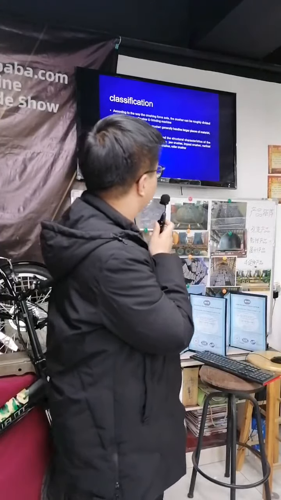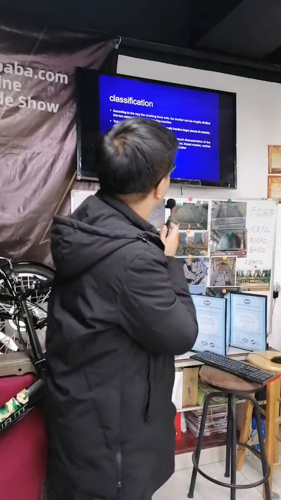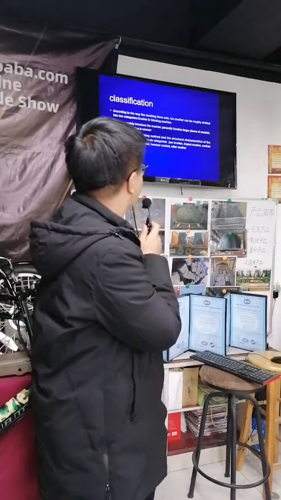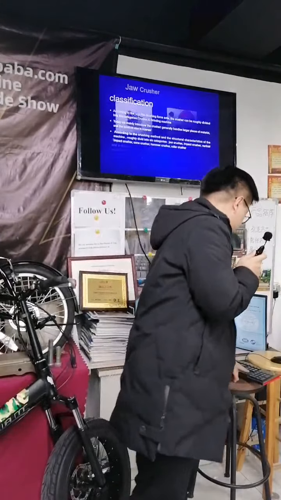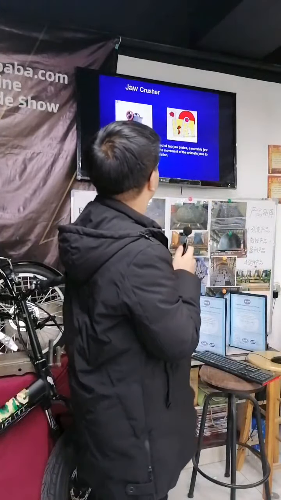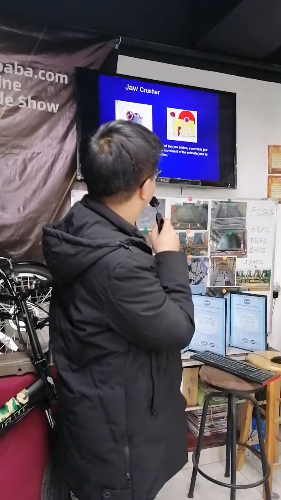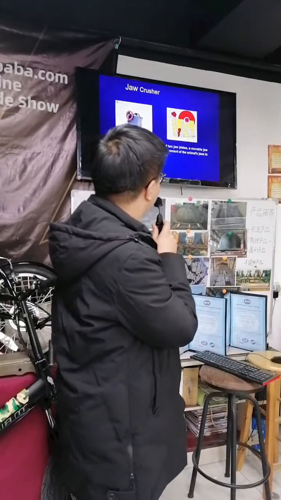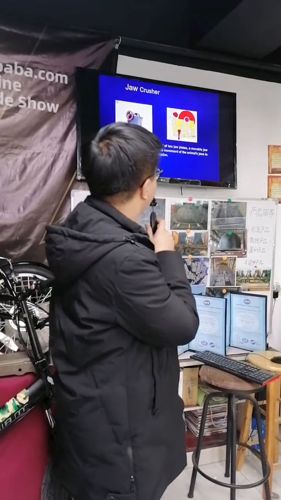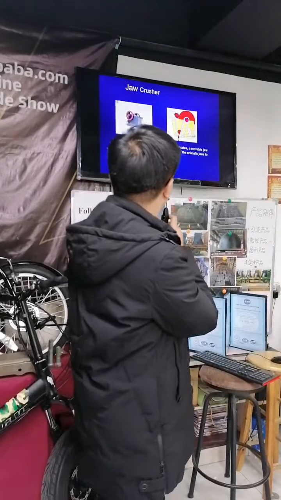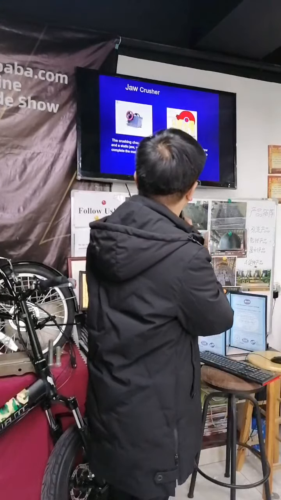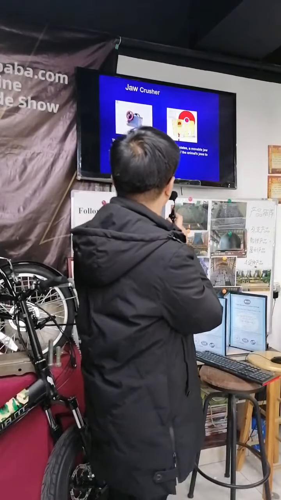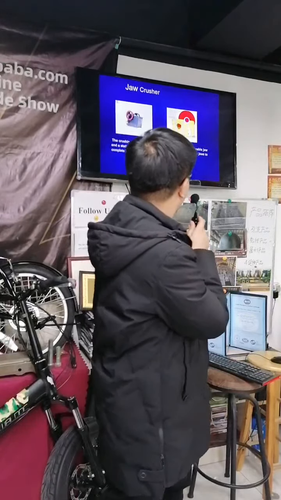jaw crusher, impact crusher, vertical impact crusher, cone crusher, hammer crusher, and roller crusher. First is the jaw crusher. The crushing chamber is composed of two jaw plates, a movable jaw and a static jaw, which simulates the movement of the animal's jaw to complete the material crushing operation.